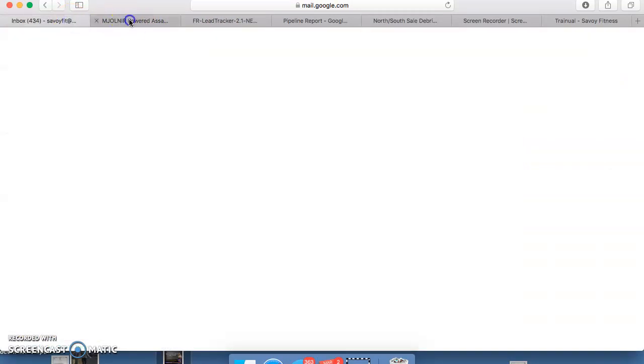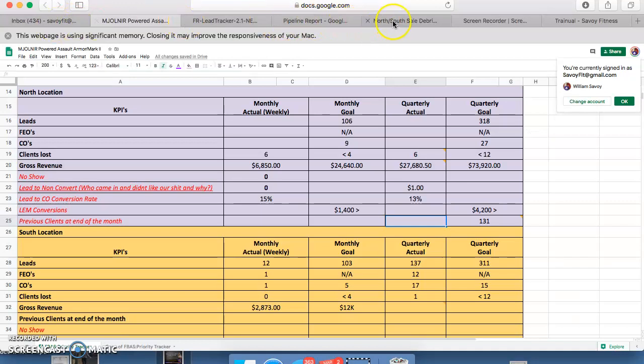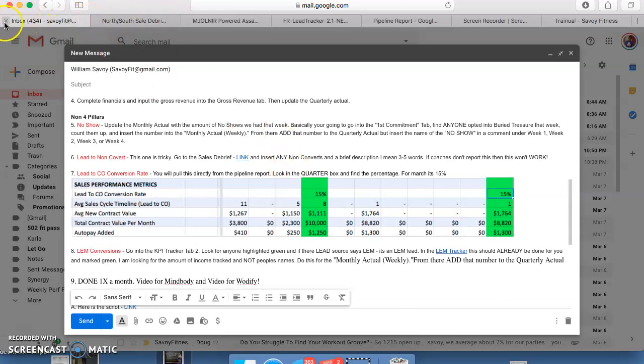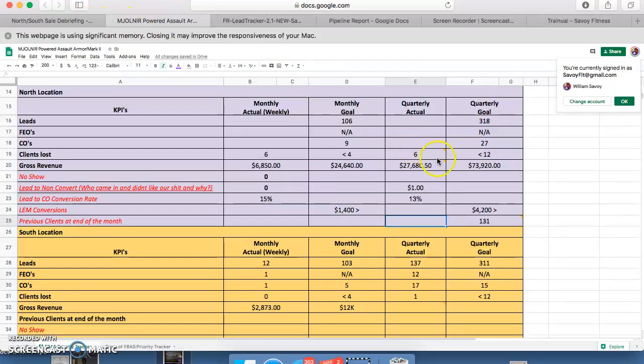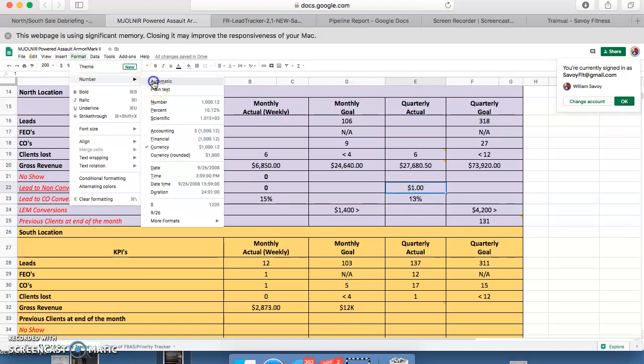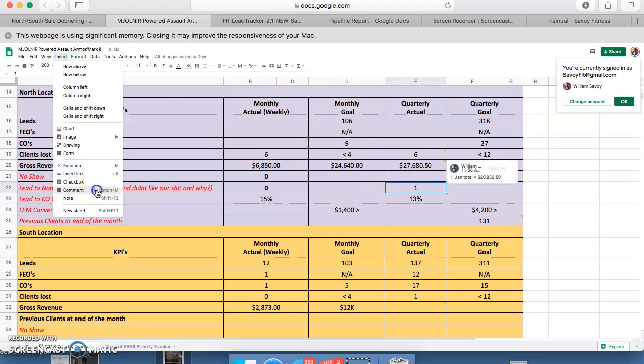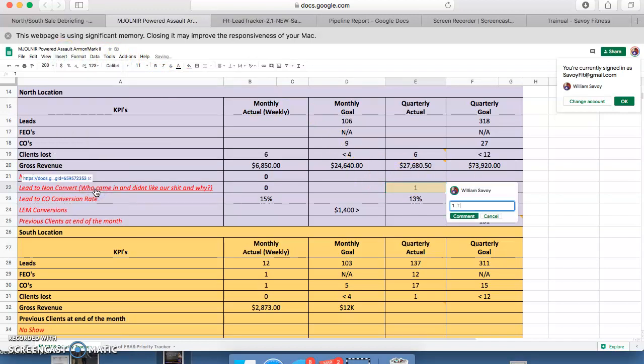So what I need to do is input this, and here's how I'm going to do it. Basically, I'm going to go to my sales debrief. I'm going to come in here, format, number, automatic, 1, insert comment, Tawan Payton, and try to keep it as simple as possible.